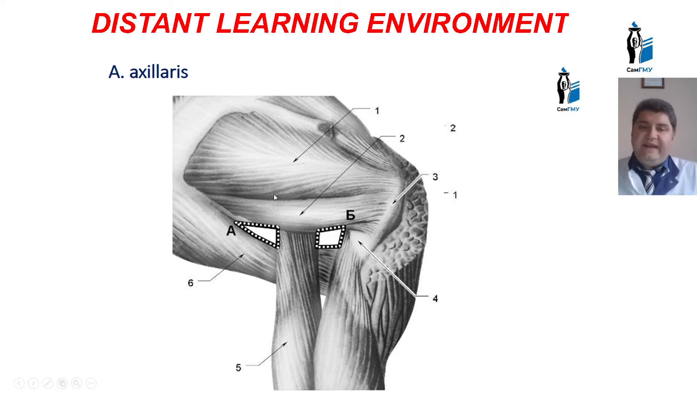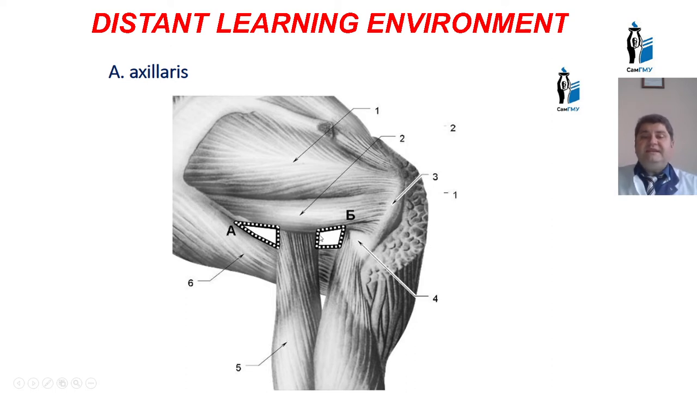So you may see that the border of triangle shape forming: inferior border is formed by teres major muscle, superior border is formed by subscapular muscle and also teres minor muscle, and lateral border is formed by long head of triceps muscle.